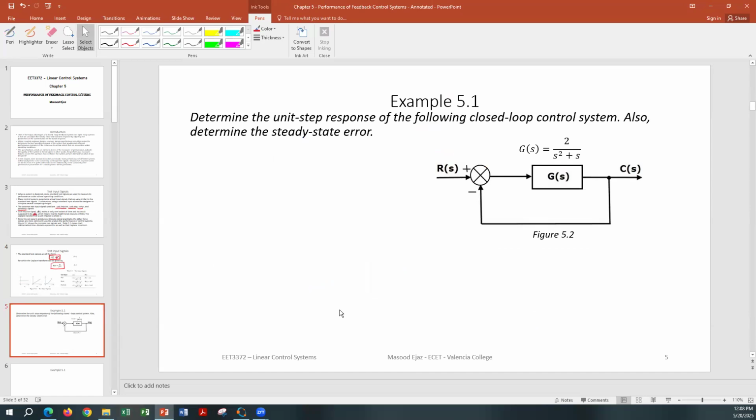Determine the unit step response of the following closed loop control system. Also determine the steady state error. Again, this is just a practice because you have done it quite a few times. All right, step response, that is the output when input is a unit step signal. So first, let's write down the output. The transfer function is simply G(s) over 1 plus G(s), which is equal to 2 over s square plus s plus 2. That's your transfer function.